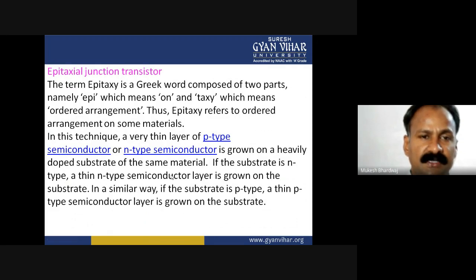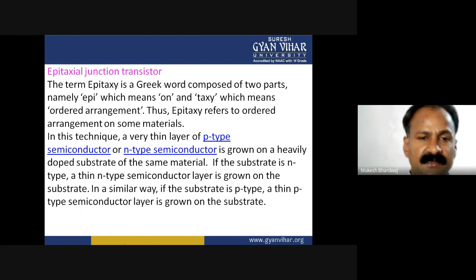Epitaxial junction transistor. The term epitaxy is a Greek word composed of 2 parts, namely epi, which means on, and taxis, which means ordered arrangement. Thus, epitaxy refers to ordered arrangement on some materials.